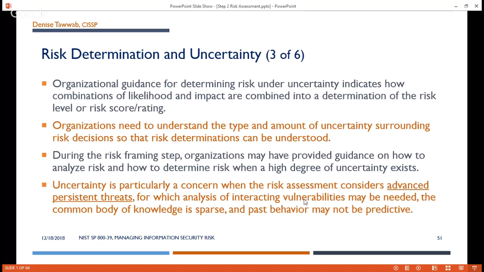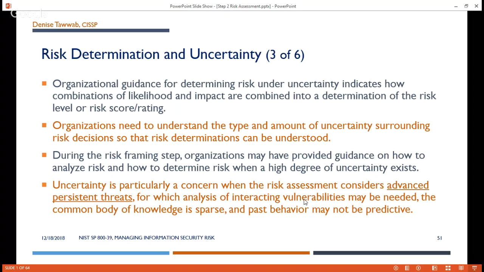Still talking about risk determination and uncertainty, organizational guidance for determining risk under uncertainty indicates how combinations of likelihood and impact are combined into a determination of the risk level or the risk score or rating. Organizations need to understand the type and amount of uncertainty that surrounds risk decisions so that risk determinations can be fully understood. During the risk framing step, organizations may have provided guidance on how to analyze risk and how to determine risk when a high degree of uncertainty exists.